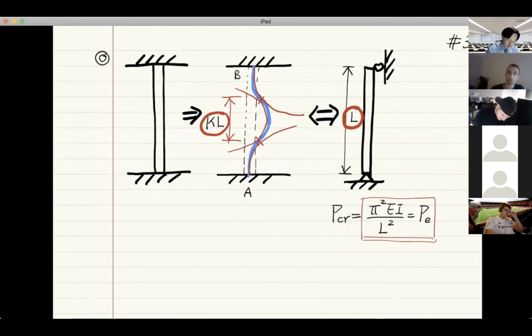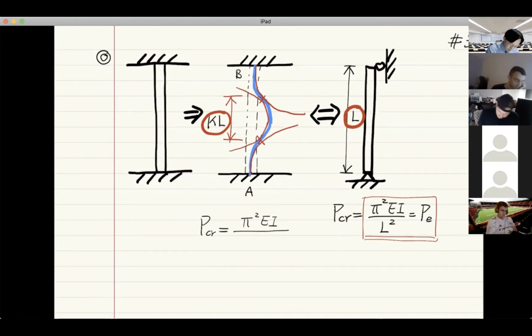Now, if we can find a way to convert this, then we can actually use this concept to calculate the equivalent buckling load by writing this. We can say that P_cr is going to be something related to this one. You will keep the expressions upstairs the same, but downstairs you will replace the original length with KL, squared.